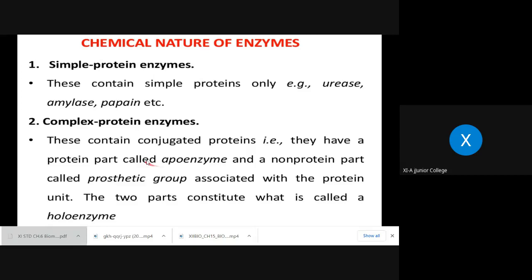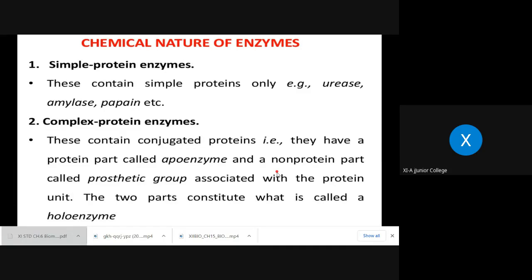Okay. So apoenzyme means what? Apoenzyme is the protein part. Prosthetic group is the non-protein part of the enzyme. And together it is called the holoenzyme. So conjugated protein enzymes contain the protein part, which is called apoenzyme, and the non-protein part, called the prosthetic group. And together, what is it called? That is called the holoenzyme.